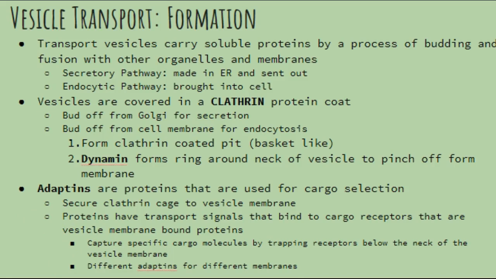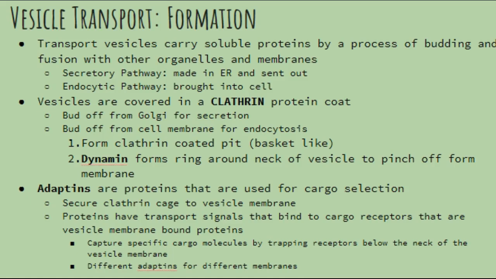Next, we're going to talk about vesicle transport. Vesicle transport is very, very important to the cell. Transport vesicles carry soluble proteins by a process of budding and fusion to other organelles and membranes throughout the cell. There are different pathways that transport could be done in, such as the secretory pathway, which is when things are made in the ER and sent outwards into the cell, or the endocytic pathway, which is when things are brought into the cell from the outside.